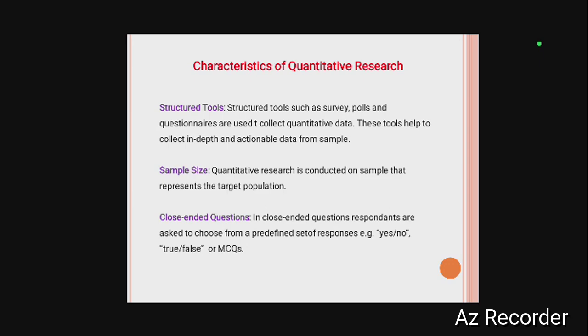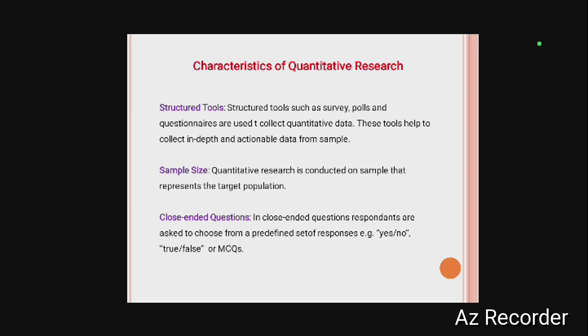The next characteristic is sample size. Quantitative research is conducted on a sample that represents the target population. Whenever we study any topic, firstly we decide the sample size. We do not study the whole population. We just take some sample and study them, so it is necessary to decide the sample size first.